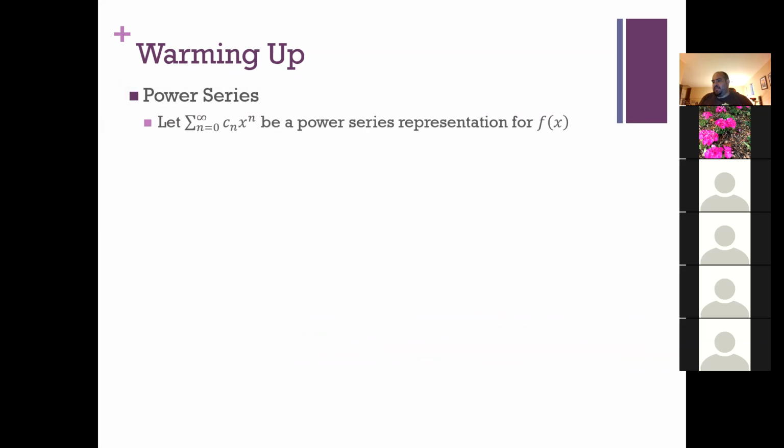We just did basically representing functions as power series. But remember that we were really limited on what kinds of things we could do. So let's just say we have a power series that represents this function, some function f of x. So if you think back to what our three options are for power series.